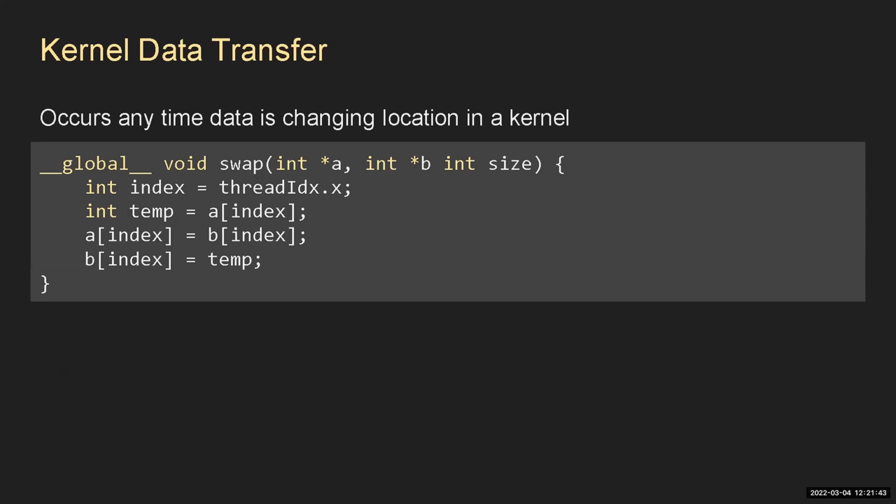Real quickly, this is just an example that I threw together of kernel data transfer. Again, anytime you're changing data in a kernel, that's a memory transfer. But in this case, I chose to use this swap just to show that we're modifying arrays. It could be anything.